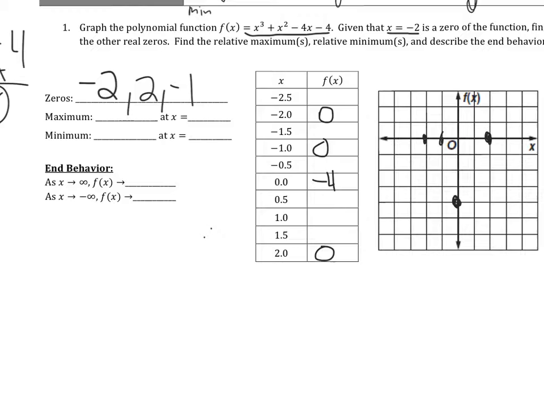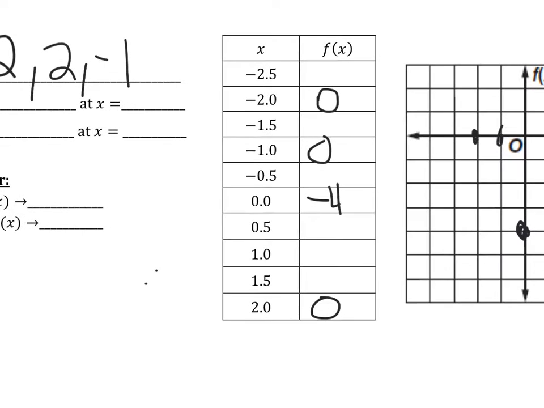So at negative 2.5, I am at negative 3.375. At negative 1.5, I'm at 0.875. At negative 1, I'm at 0. At negative 0.5, I'm at negative 1.875. At 0.5, I'm at negative 5.625. At 1, I am at negative 6. Then I'm at negative 4.375.